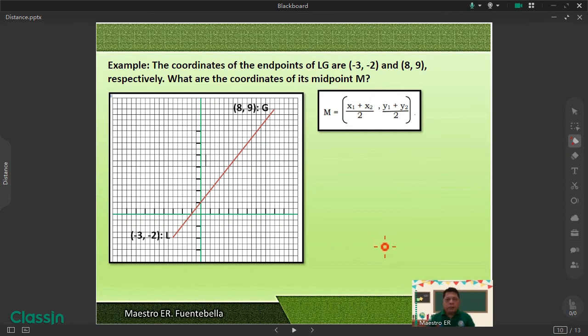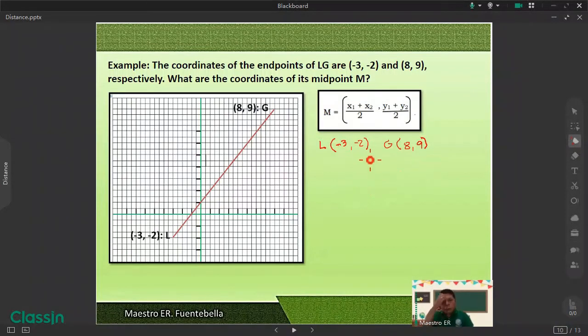Okay, so let's take another example. The coordinates of the endpoints of segment LG are negative 3, negative 2 and 8, 9 respectively. So what are the coordinates of the midpoint? It means that point L is at negative 3 and negative 2, and point G is at 8 and 9.